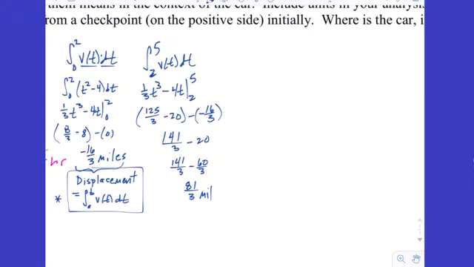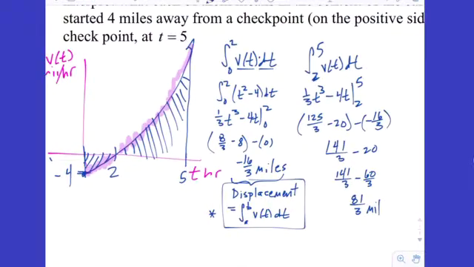We could say over the 3-hour interval from 2 to 5 hours, the car traveled 81 thirds miles to the right, or in this case, we could say it ended up 81 third miles to the right of where it started at t equals 2. Now, because it was positive on that entire interval, we could say it's moving to the right the whole time and traveled 81 third miles to the right.